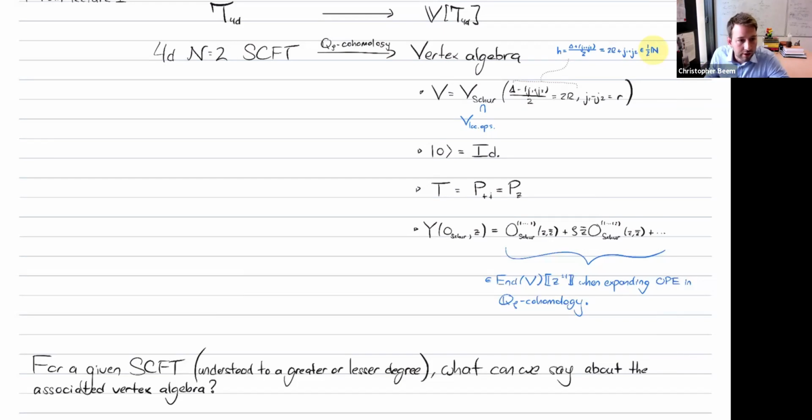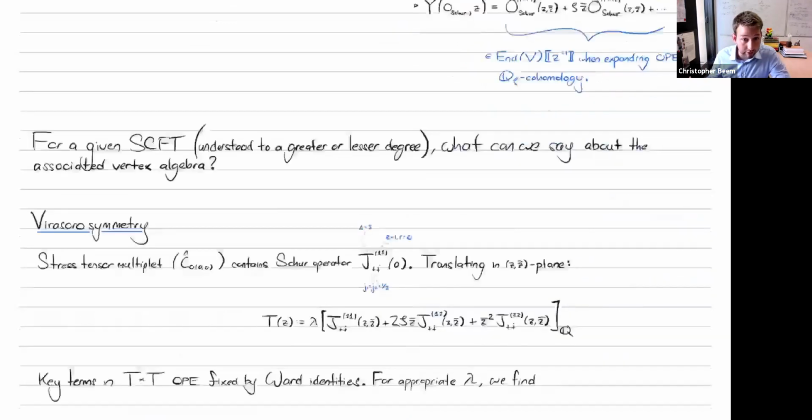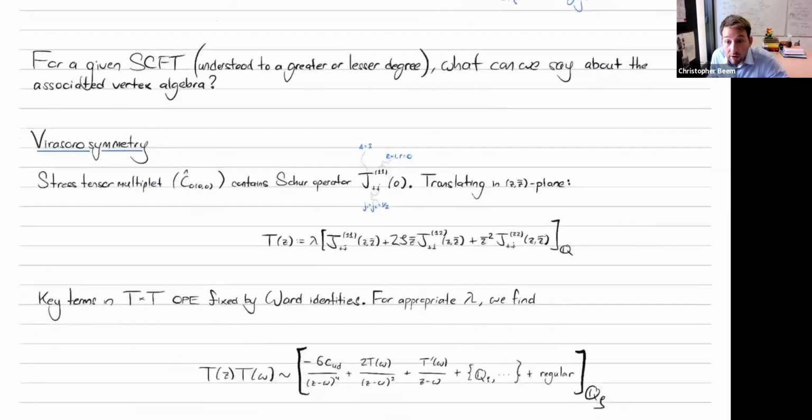connection to the rigorous formulation of these things. In practice, we're maybe less concerned with all of these axioms and more concerned with what we're actually getting out of this procedure. So if you're given a four-dimensional SCFT that you understand to some degree, greater or less, depending on how it's showing up in your life, we should want to know what things we can say right away and what things we can say after a little bit of work about the vertex algebra that comes out of this procedure.